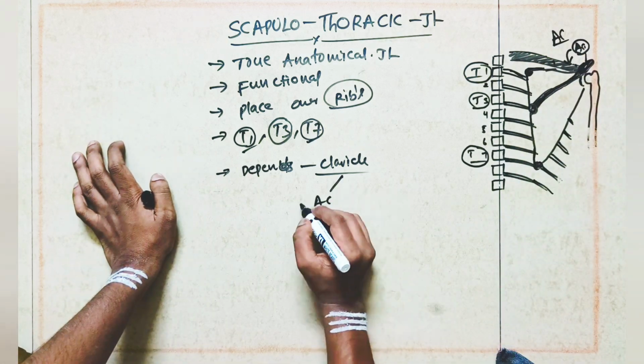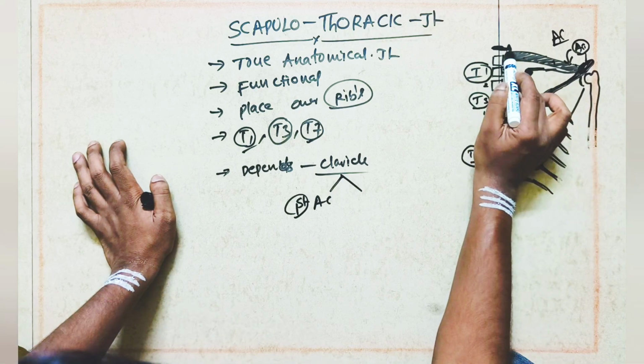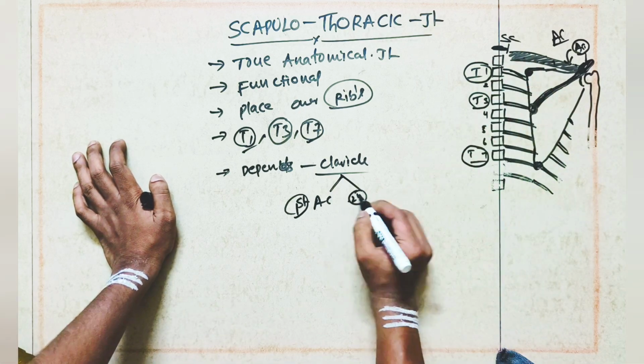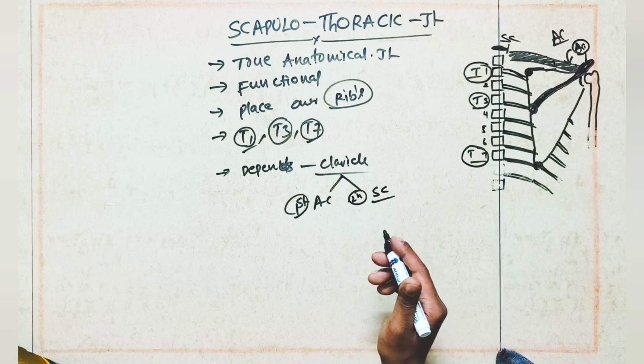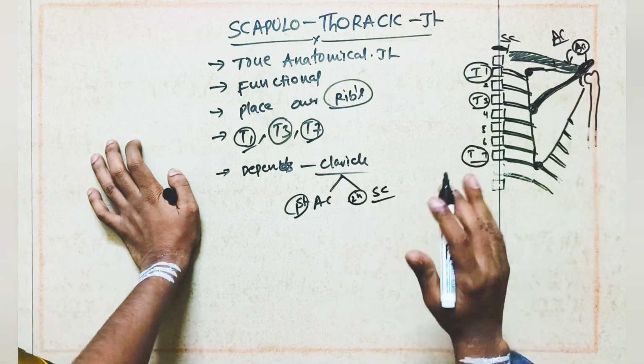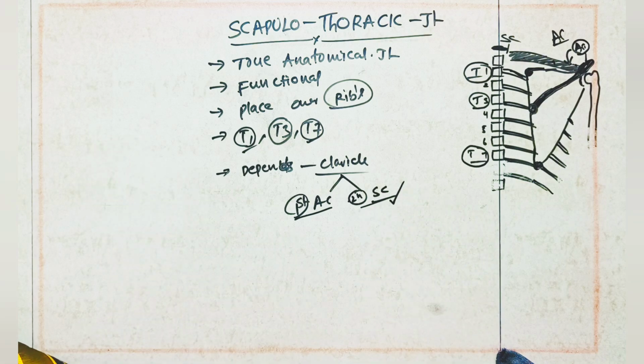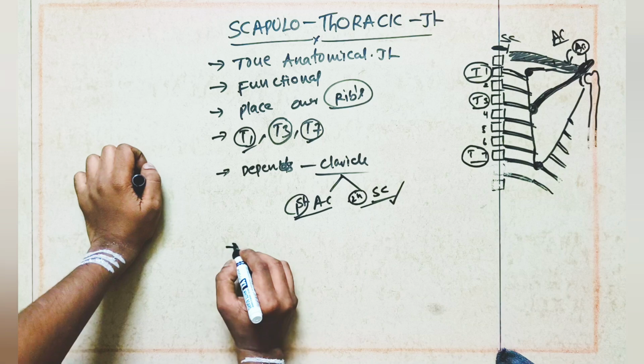So here, acromioclavicular joint, first one. And second one, the clavicle will go and attach to the sternum anteriorly, that is the sternoclavicular joint. So the position of the scapula indirectly depends on the acromioclavicular joint and sternoclavicular joint. Because of this orientation, one point is clear.